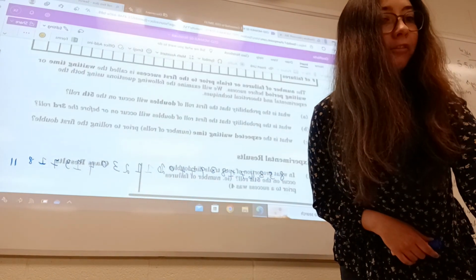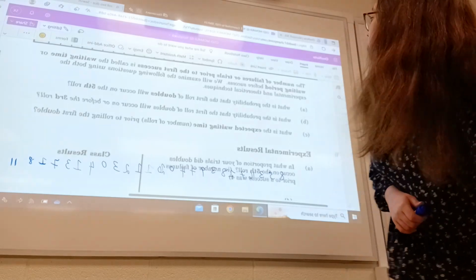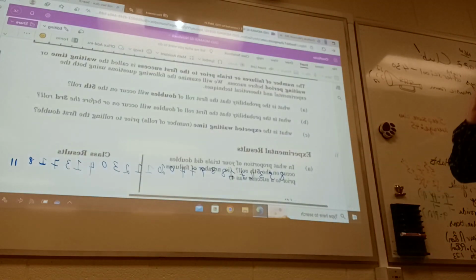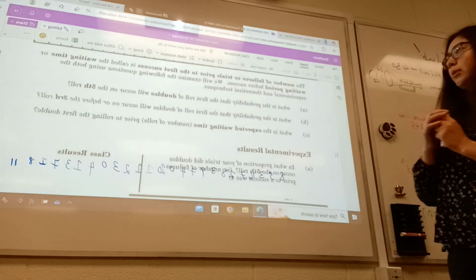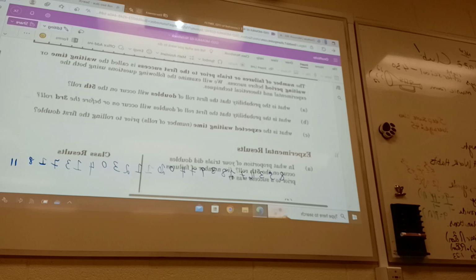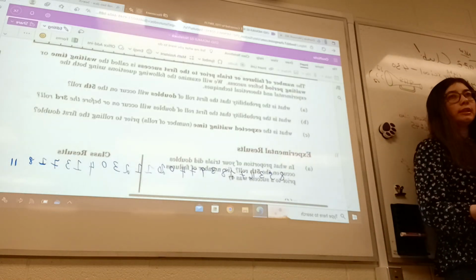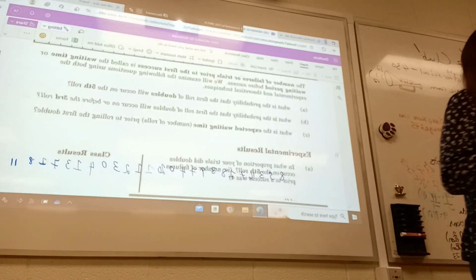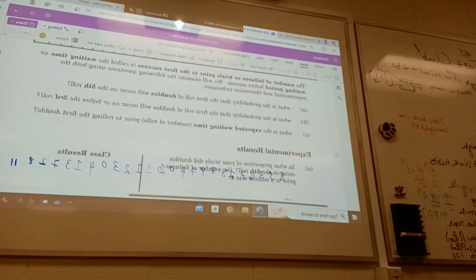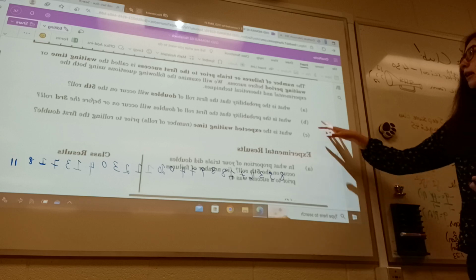All right, so the number of failures or trials prior to the first success is called the waiting time or waiting period before success. We will examine the following questions using both the experimental and theoretical techniques. So what we just did was experimental, right? We're actually doing the trials in real life as opposed to theory. That would be our expected results using calculations, okay?